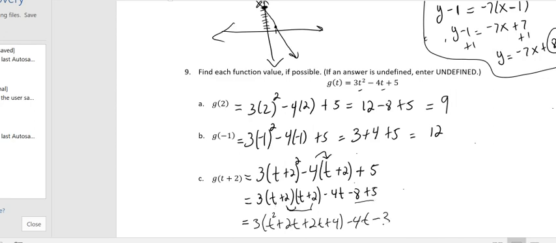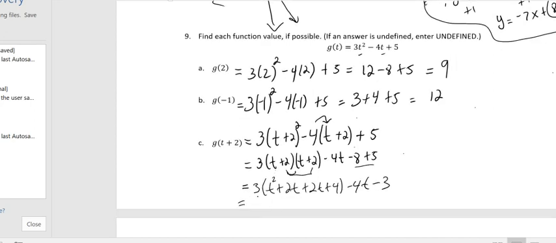-8 plus 5 is -3. 3 times t squared is 3t squared. 3 times 2t is 6t, and then 3 times 4 is 12. I forgot a plus sign here. Gather your like terms. 3t squared. 6t plus 6t is 12t. 12 minus 3 is 9.